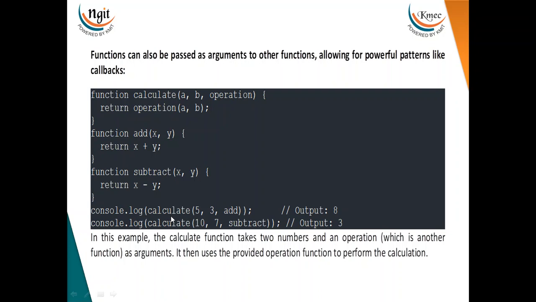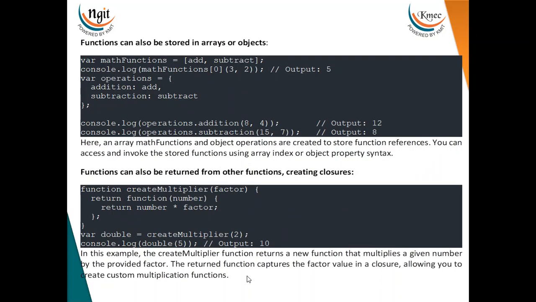See console.log calculate function, I am calling 5, 3, add. So addition is again a function I am trying to pass as a parameter. So this is one way of using a function as an argument. And functions can also be stored in arrays or objects.